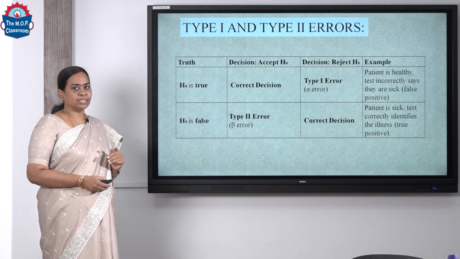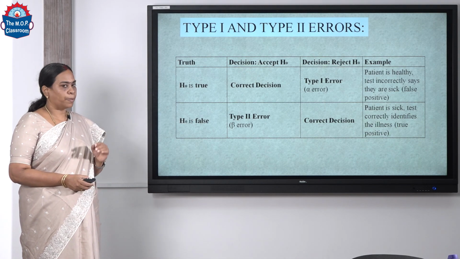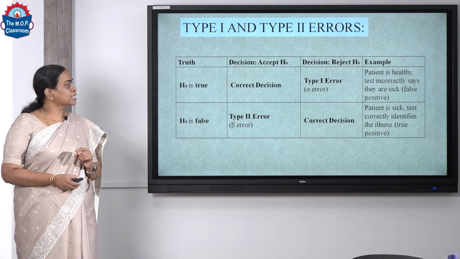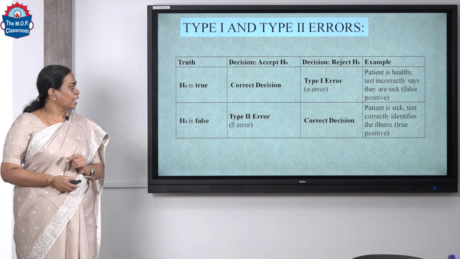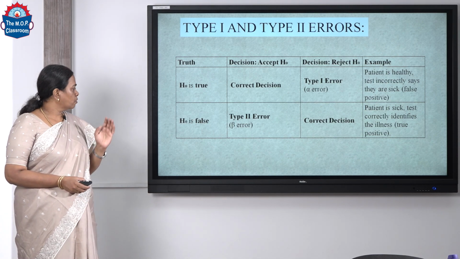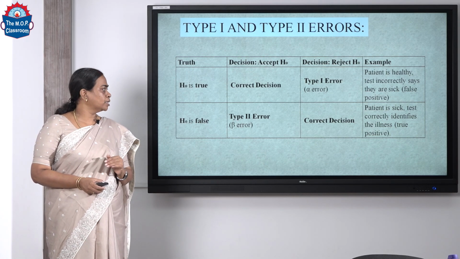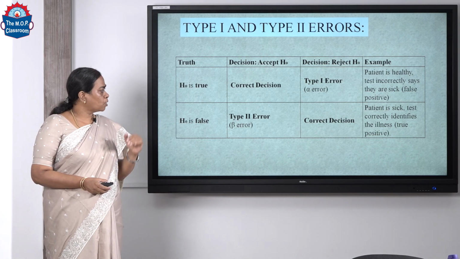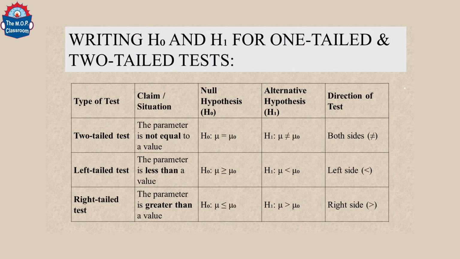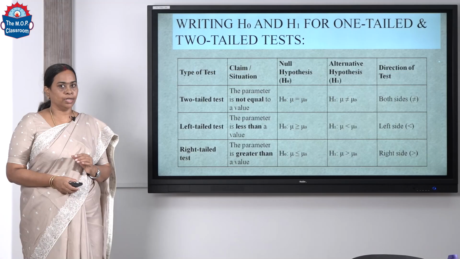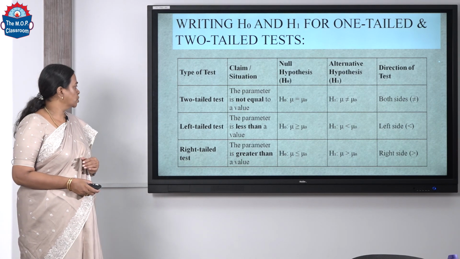Now I have given two examples. For the first one, the patient is healthy, but the test incorrectly says they are sick. It is called a false positive. For the second case, the patient is sick and the test correctly identifies the illness. This is called a true positive. Writing H0, H1 for one tail and two tail tests. These are going to be very important while doing the testing procedure.